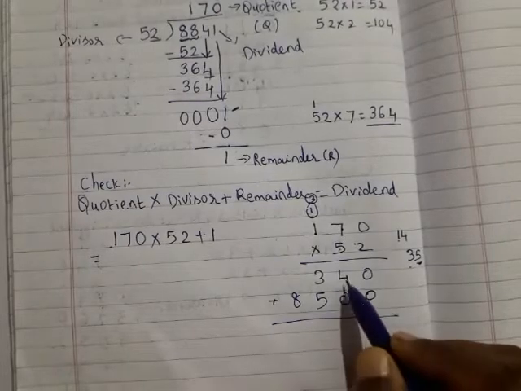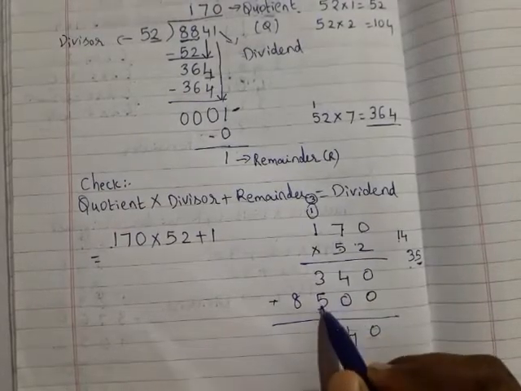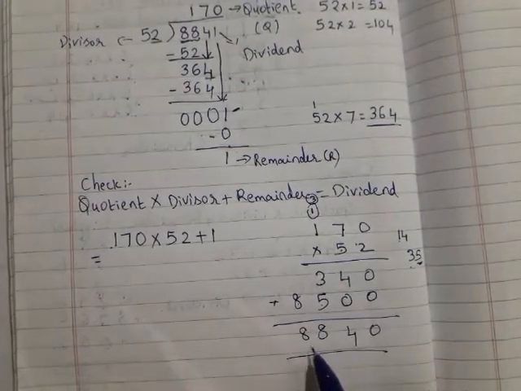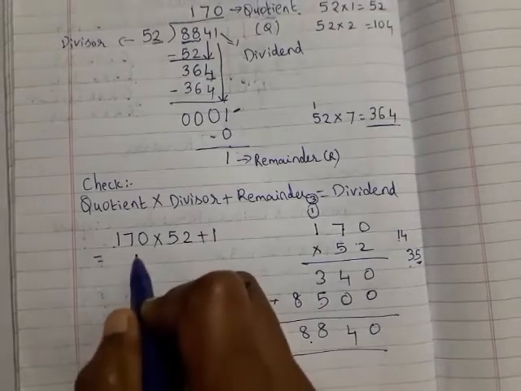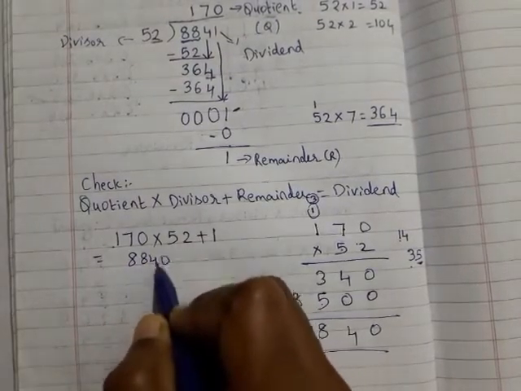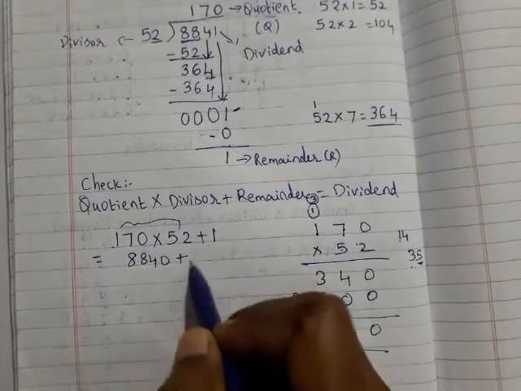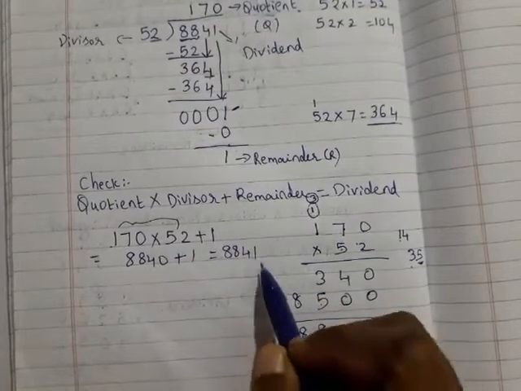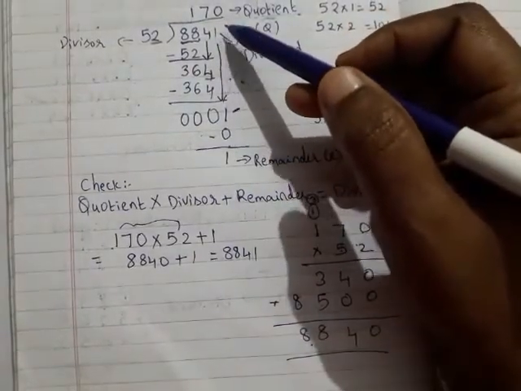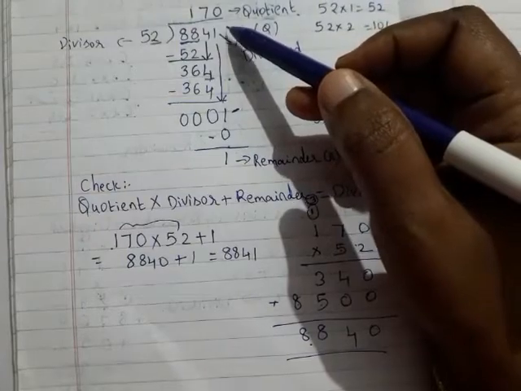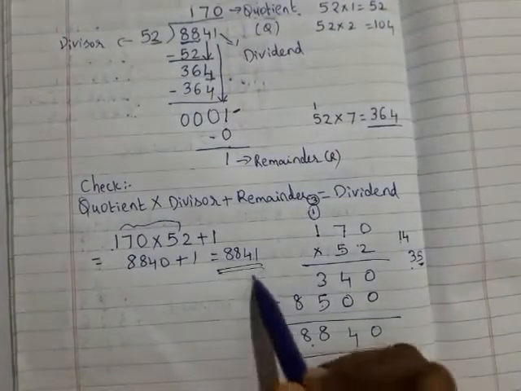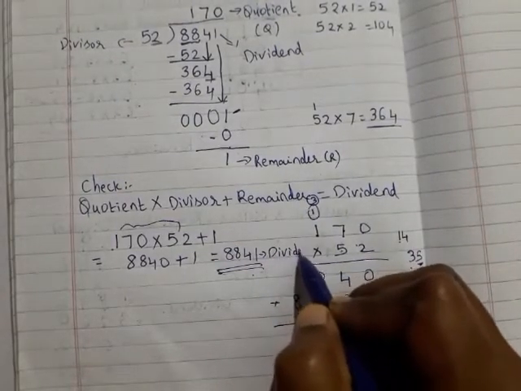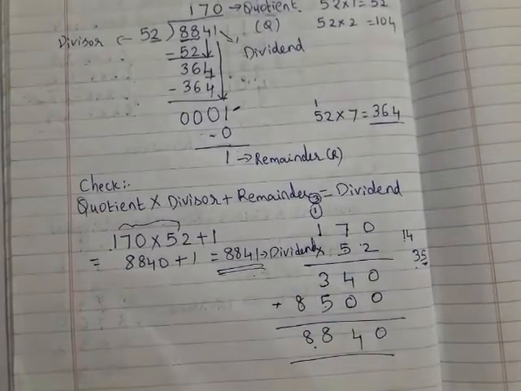So we need to add these. 0 plus 0 is 0. 4 plus 0 is 4. 5 plus 3 is 8. Here we have 8 as it is, we can write. Now 8840 is what we got when we multiply these both. Plus 1 is there. So I got 8841. Is our dividend the same? Yes. Our dividend is 8841. So our answer is correct. This is how we are going to check.